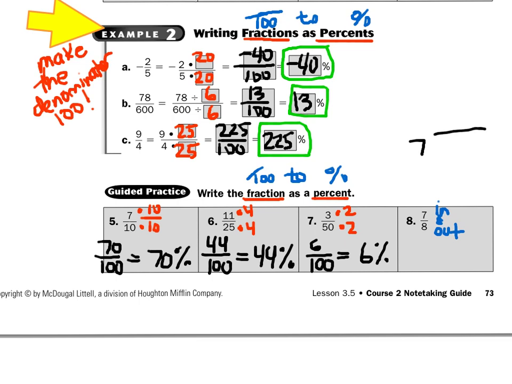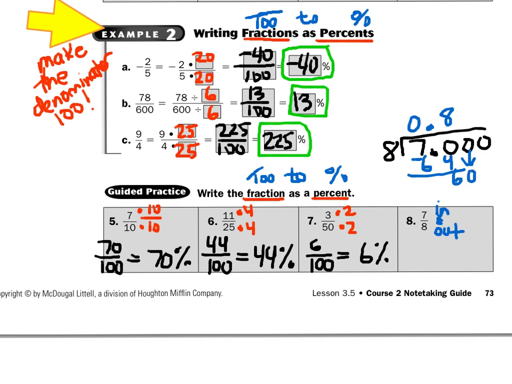So let's put the 7 on the inside, let's put the 8 on the outside, and I'm going to add zeros. Remember, I add 3 zeros. Sometimes I need more, sometimes I need less. And then I'm going to grab my blue, bring that decimal straight up. So 8 does not go into 7, but 8 goes into 70 8 times. So 8 times 8 is 64. And I subtract, I get a 6, and I bring down that 0.